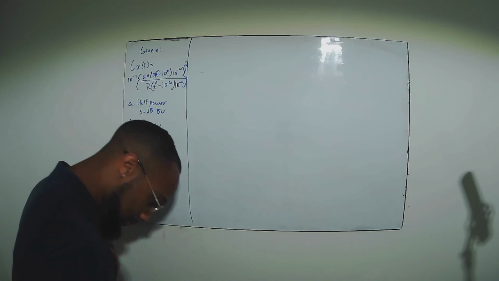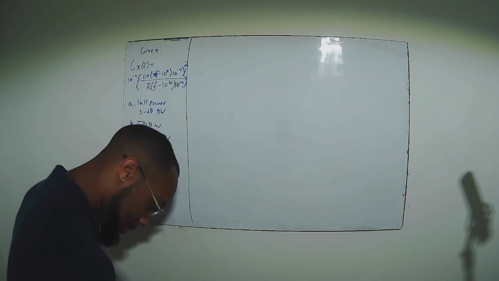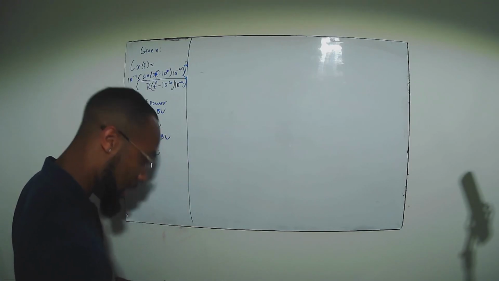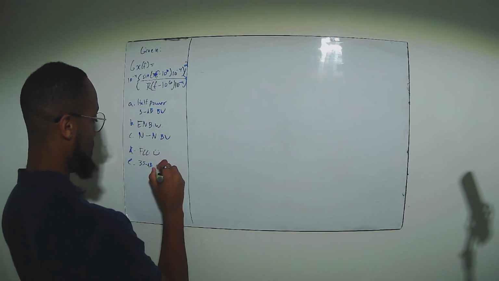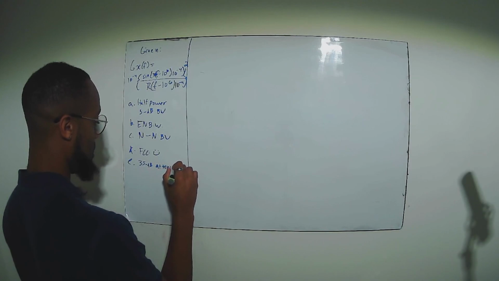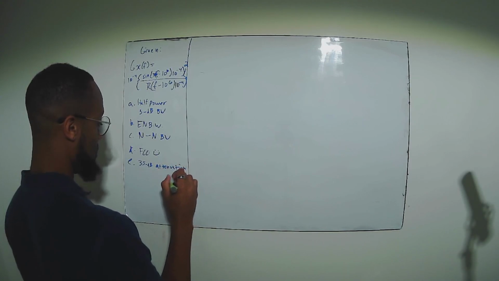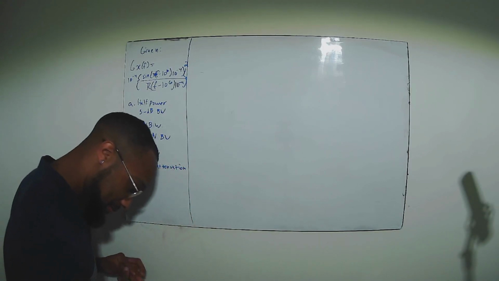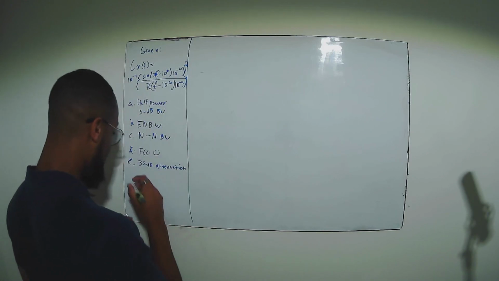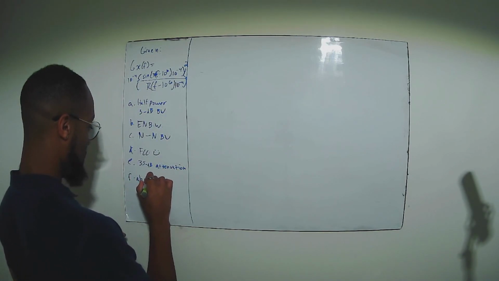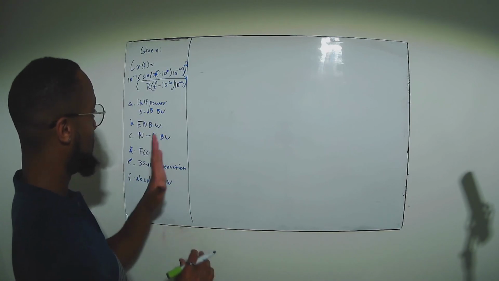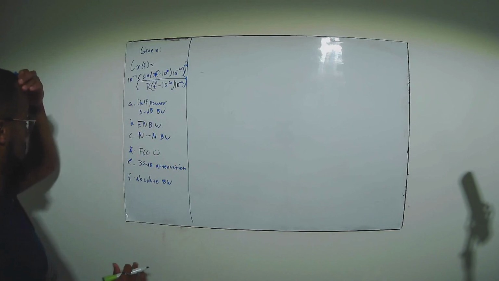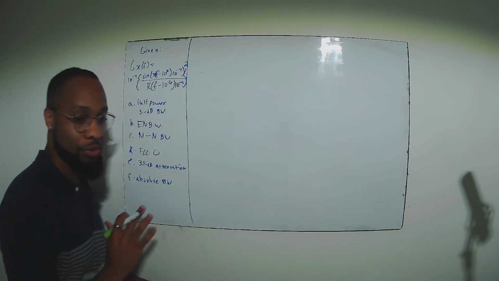And E, they want us to find the power beyond which the attenuation is 35 dB, which could be troublesome to find. And then F is the absolute bandwidth, which we know is going to be infinite because this is a time-limited signal, but we'll get to that. So let's start with the first one. Let's start with finding the half power 3 dB bandwidth.